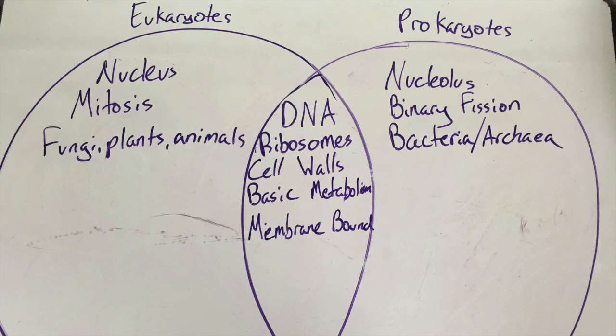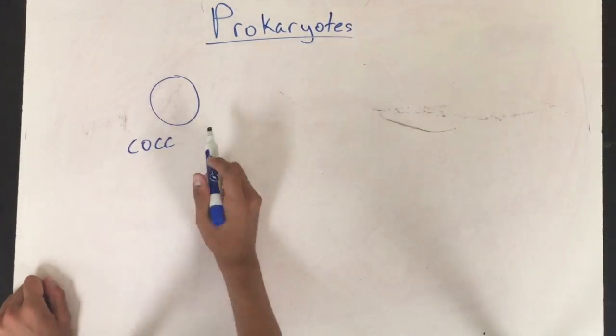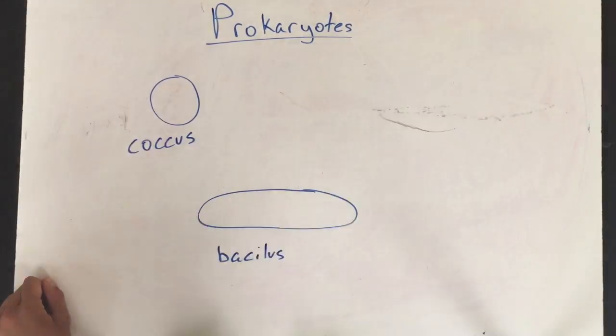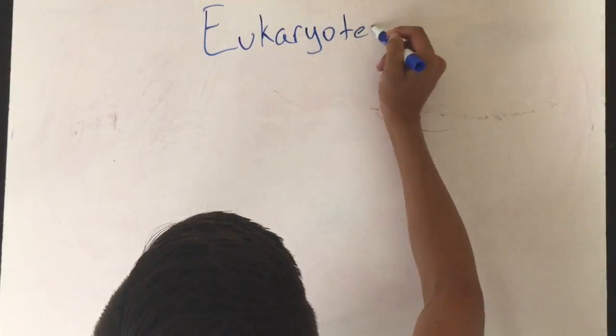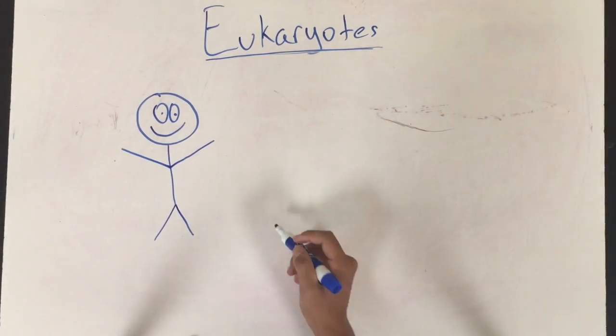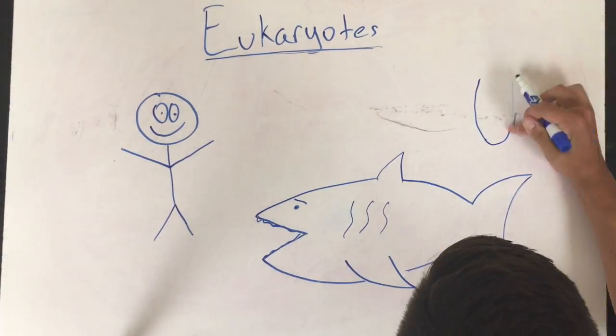Bacteria and archaea are prokaryotic, while other forms of life such as protists, fungi, plants, and animals are eukaryotic cells. Examples of prokaryotes are coccus, bacillus, and spirillum. Examples of eukaryotes are people, sharks, and penguins.